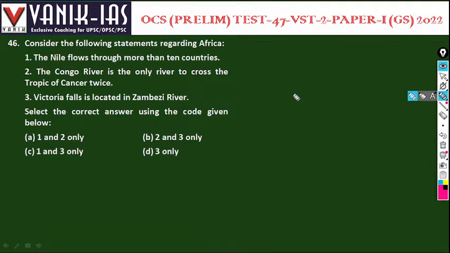Consider the following statements regarding Africa. Nile flows through more than 10 countries. Congo River is the only river to cross the Tropic of Cancer twice. Victoria Falls is located on the Zambezi River. Which of the following statements given are correct? Victoria Falls is right. Nile River flows through more than 10 countries.